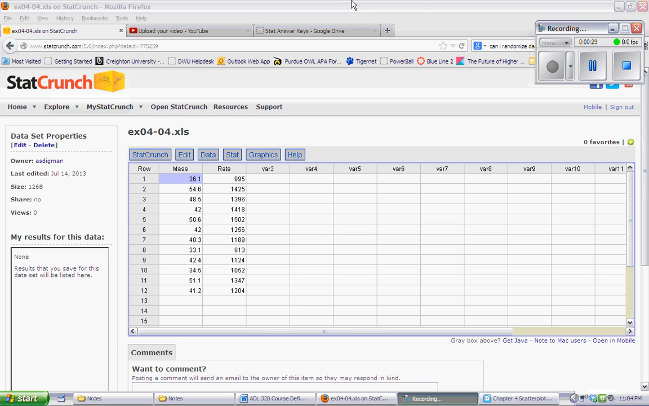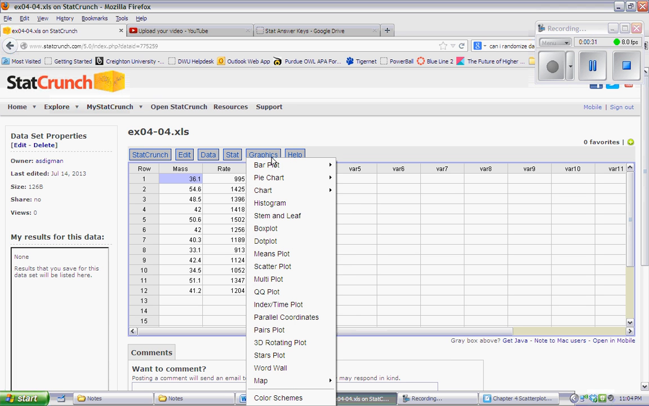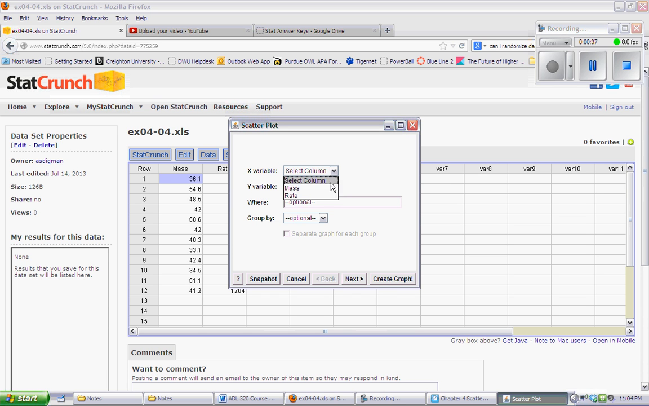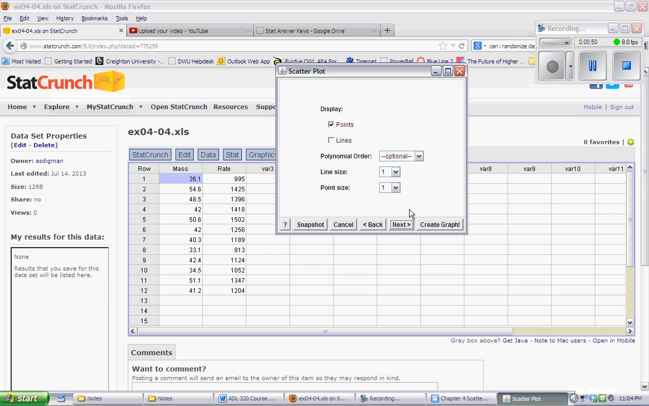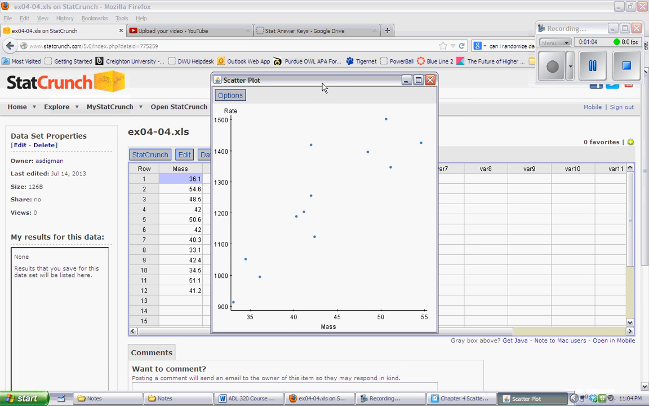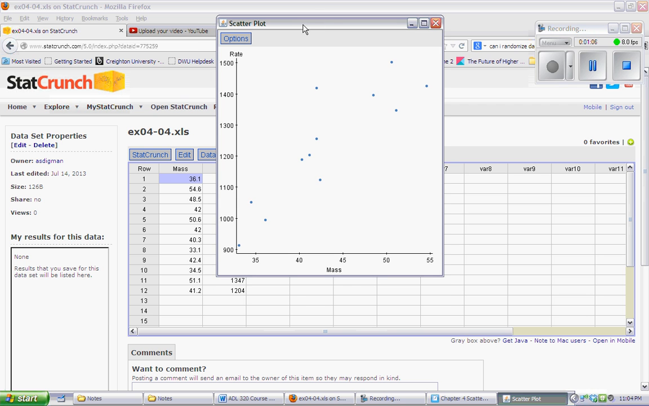So to start out, we want to create a scatter plot of this data. You will need to go to Graphics and to Scatterplot. Your x variable is your explanatory variable, and in this situation, mass is going to be our explanatory variable. Rate is going to be our response, which is our y variable. And then the rest of these we'll want to just display as points since we're dealing with a scatter plot. I'm not worried about labels, and I'm not worried about the graph layout. So everything else can be left in their default settings. We're going to click on Create Graph, and we're given a scatter plot.